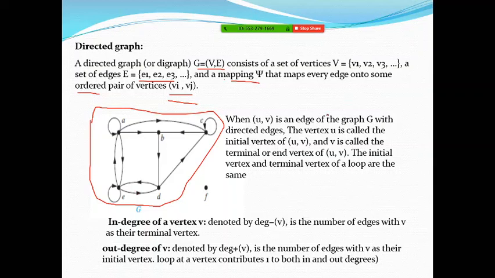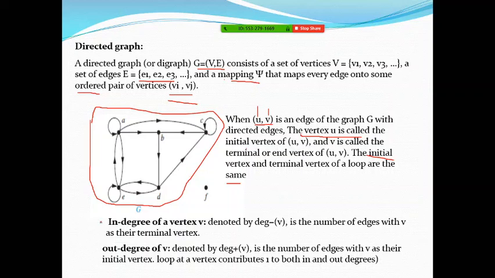So some terms are defined with respect to this directed graph. If you are showing one edge UV, then U is the initial vertex and V is its terminal or end vertex. The initial and terminal vertex of a loop are the same, so direction in a loop does not make any sense. The sense is only for these types of edges where the vertices are different.